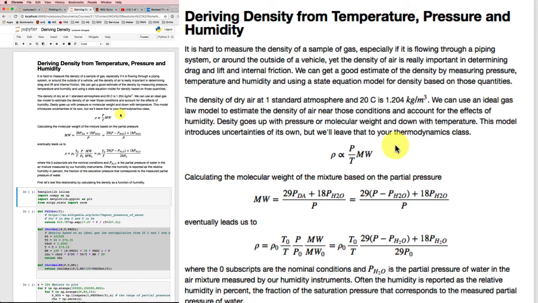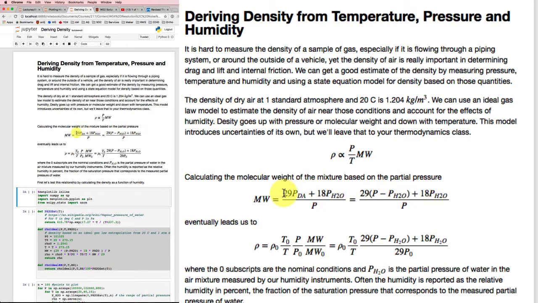The molecular weight will change depending on if we add some additional components. For example, water, if we have some humidity in our air. So the density will be proportional to the pressure, inversely proportional to the temperature, and directly proportional to the molecular weight. That's what the ideal gas law tells us, and we'll leave it with thermodynamics to sort out further details on that. So we can calculate the molecular weight based on the ratio of partial pressures.